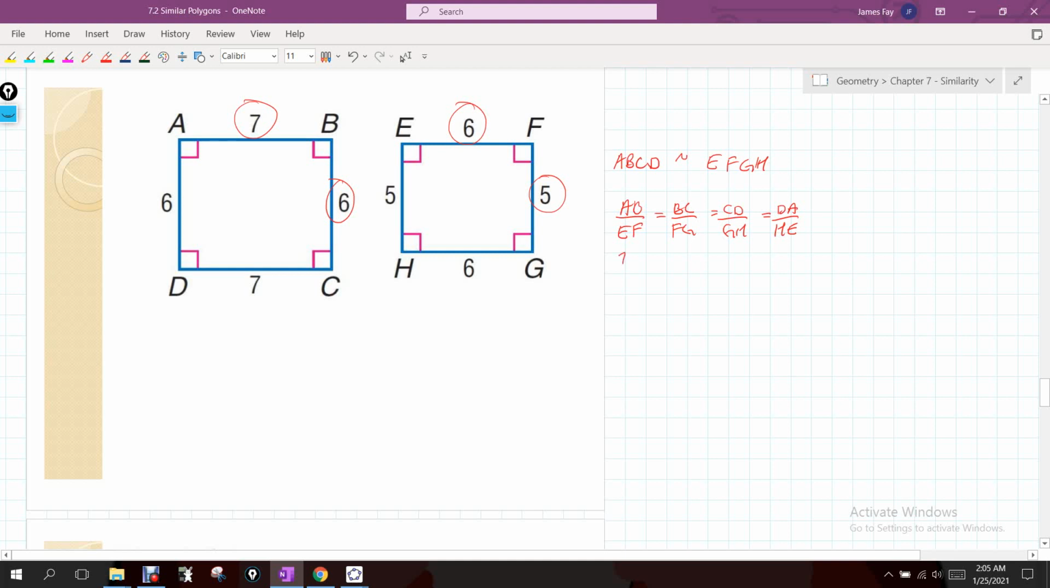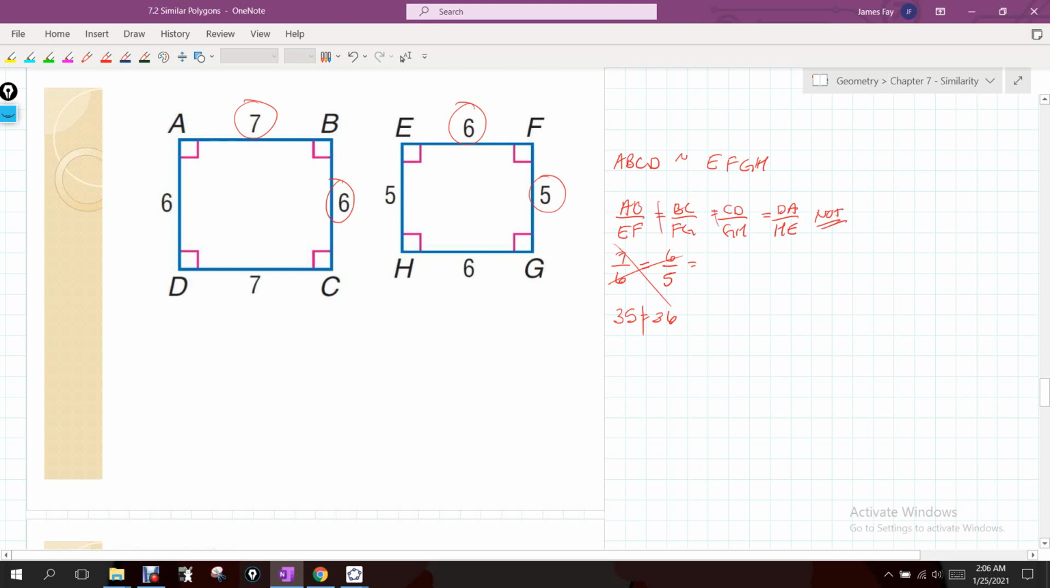So if I look at these, let's say 7 compared to 6, AB to EF. Is that the same thing as BC, which is 6, compared to FG, which is 5? And right here, I can keep going, okay? But right here, I get a cross product of 35 and a cross product of 36, and those are not equal.